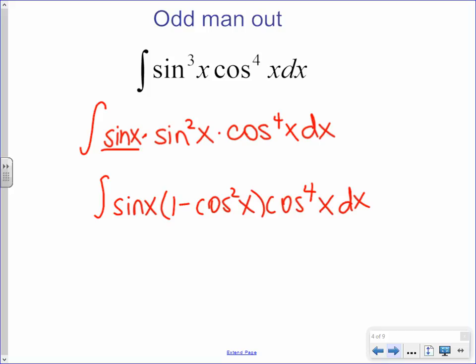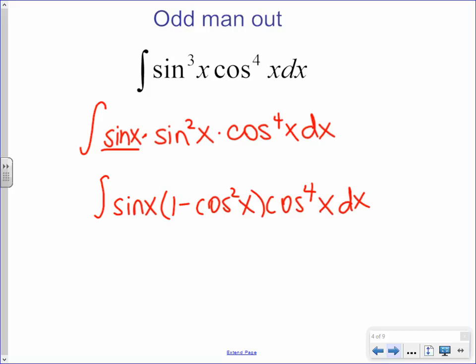What if you have two odds? Then it would not matter which one you change. That's where it gets tricky. That's when you're going to have to use some of your power reducing formulas. We'll get there. Will we get there? I don't know. We'll talk about it later.